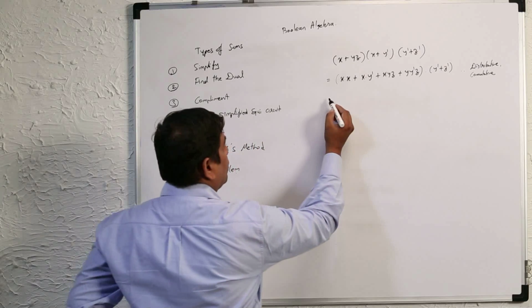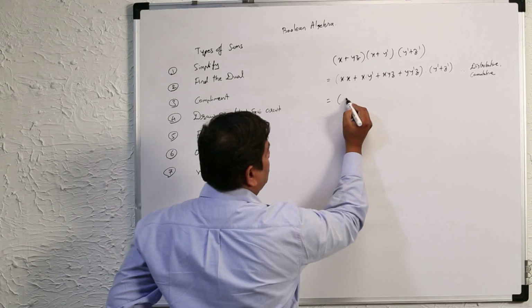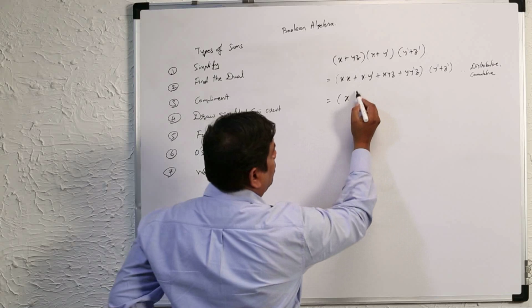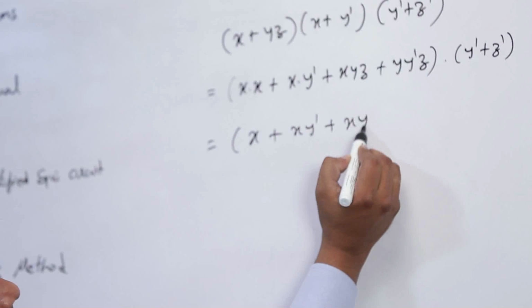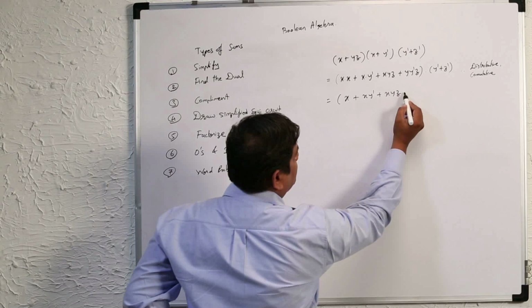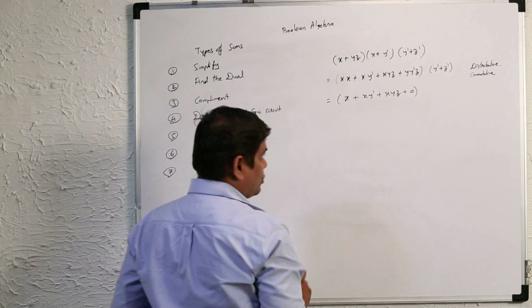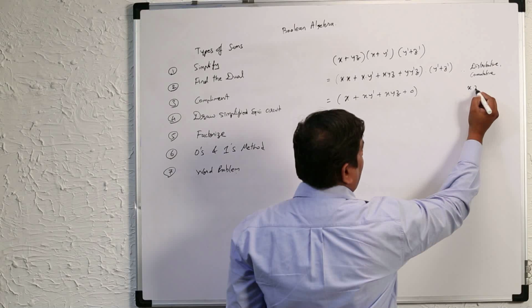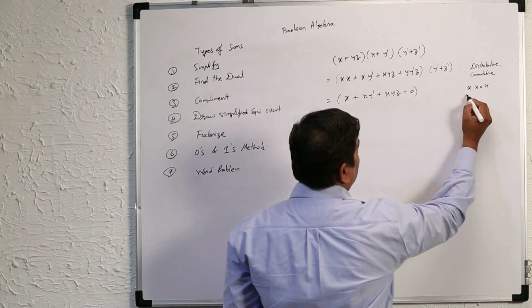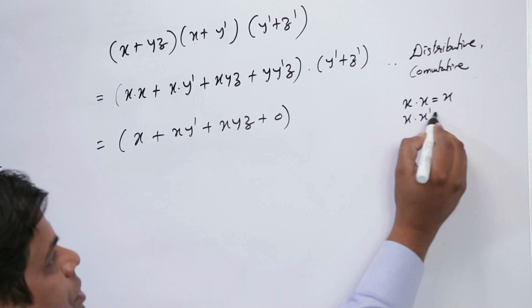Now let us see, what is x dot x? X itself, this is x y dash, this is x y z, and this is 0. So we have used two properties here. We have used that x dot x is going to be x. We have used that x dot x dash is going to be 0.